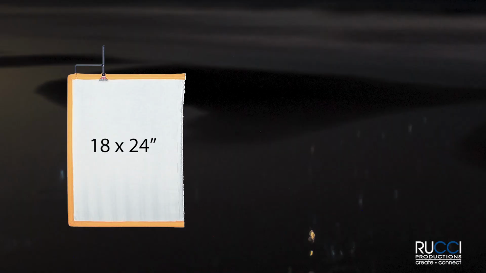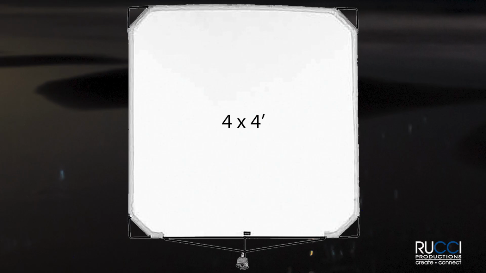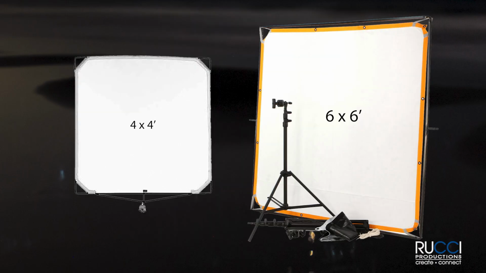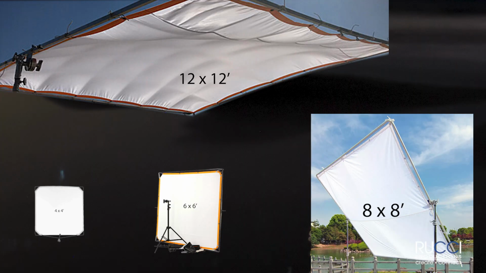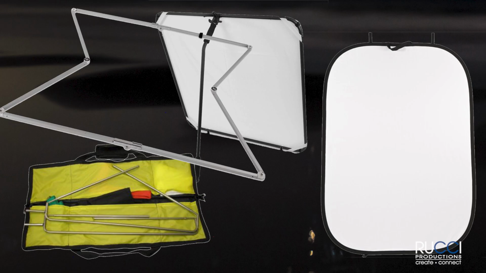And silks come in all different sizes. In the form of flags, you typically have an 18 by 24 inch and a 2 by 3 foot flag version of silk. And then on frames like this one, they come in 4 by 4, which we just call a 4 by, 6 by, 8 by, 12 by, 20 by. So 4 foot, 6 foot, 8 foot, 12 foot, 20 foot, kind of the traditional standard film production grip complement. But other manufacturers make all kinds of gizmos.